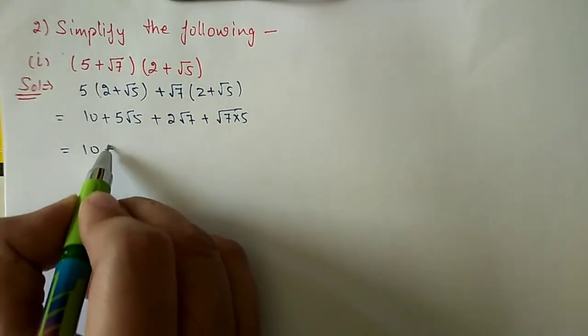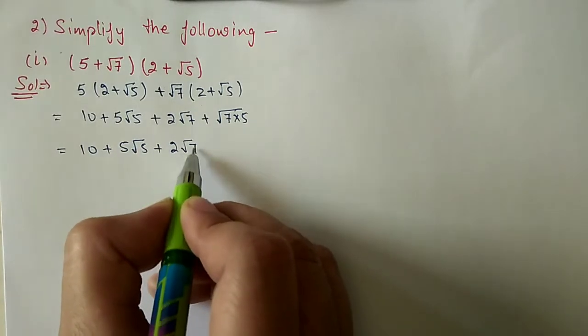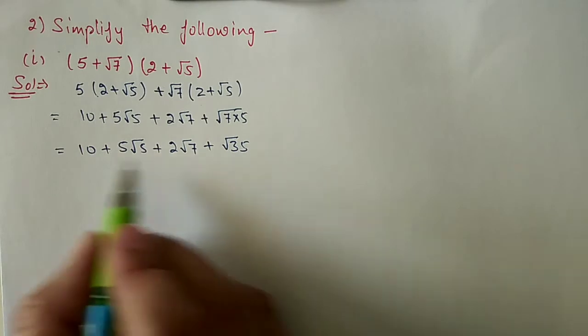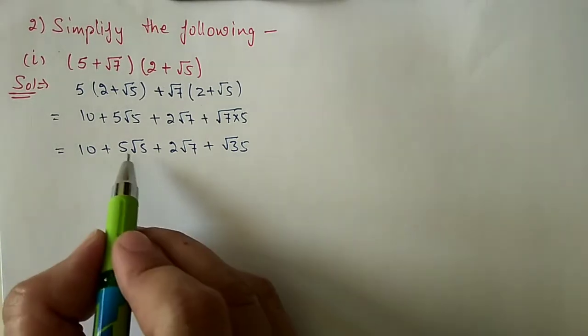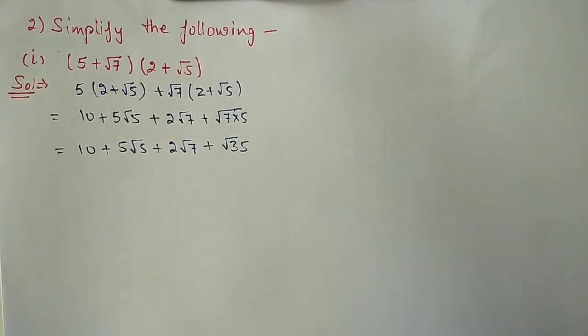So 10 plus 5 root 5 plus 2 root 7 plus root of 35. And this we cannot simplify, all the terms are different. Here root 5 is there, root 7, root 35, so we cannot add these. This is our answer.